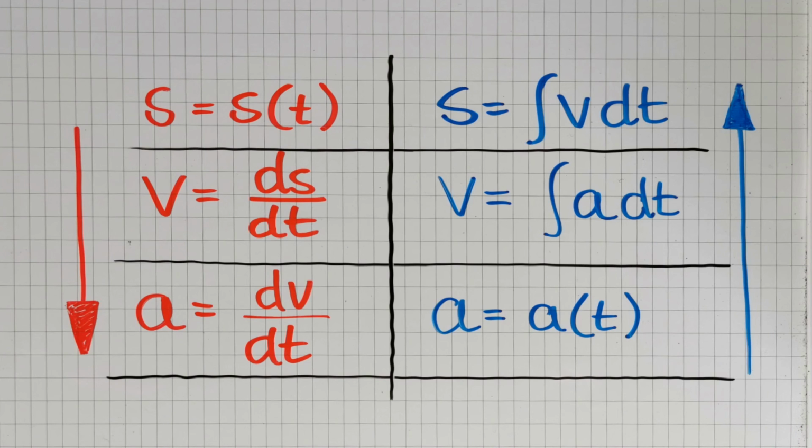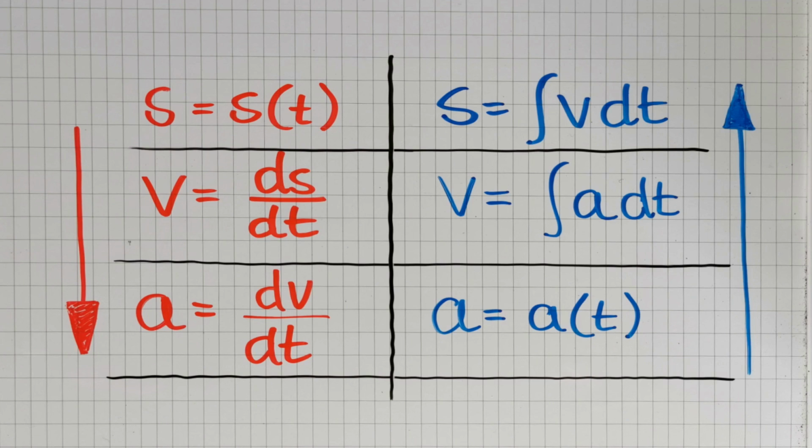And if you want to go from the bottom to the top, you can integrate. So we know that the value for position is the integral, that is the area under the velocity time curve. And also that velocity is the integral of acceleration. So it's the area under the acceleration time curve.